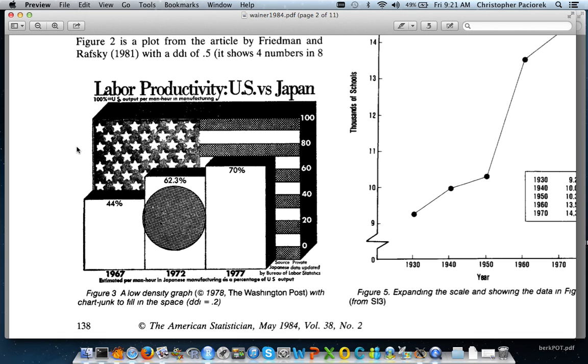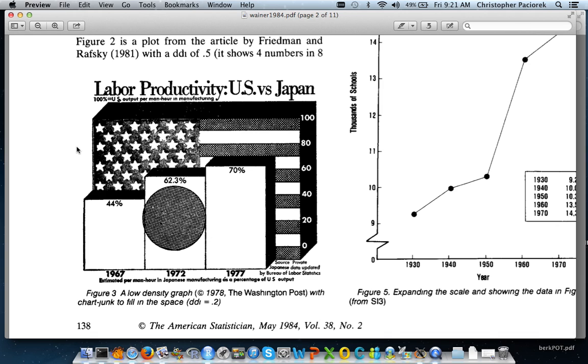I think this is just numbers for Japan relative to the United States. It's something about productivity, U.S. output per person hour in manufacturing. And it says estimated output per man hour in Japanese manufacturing as a percentage of U.S. output. So these are Japanese numbers relative to the U.S. There are 3 ratios here: the 44%, the 60%, the 70%.